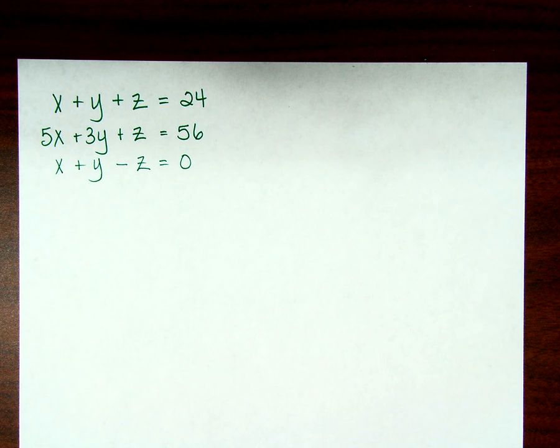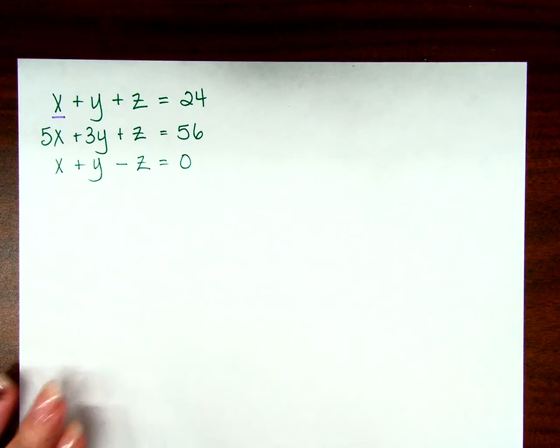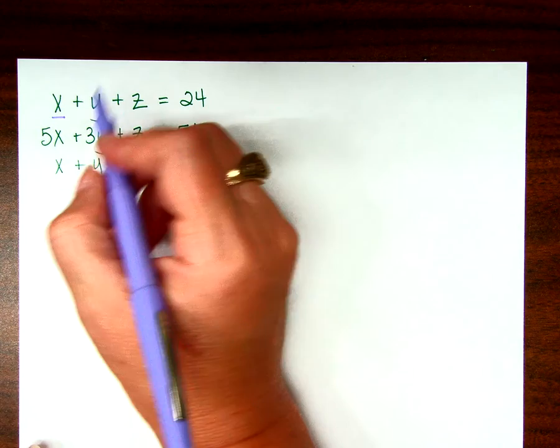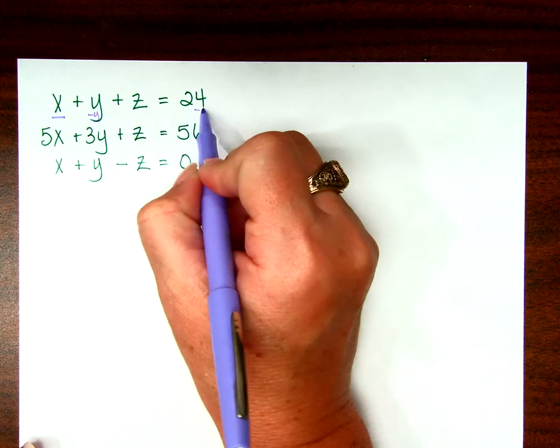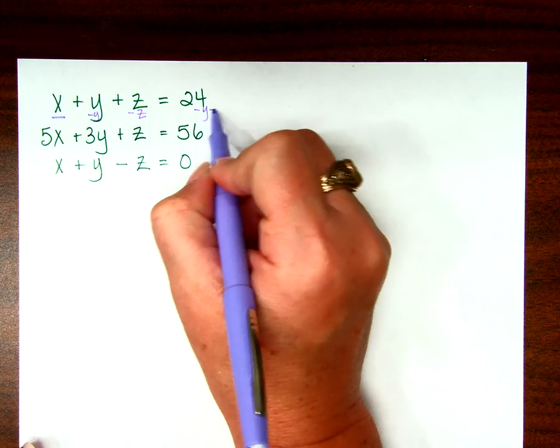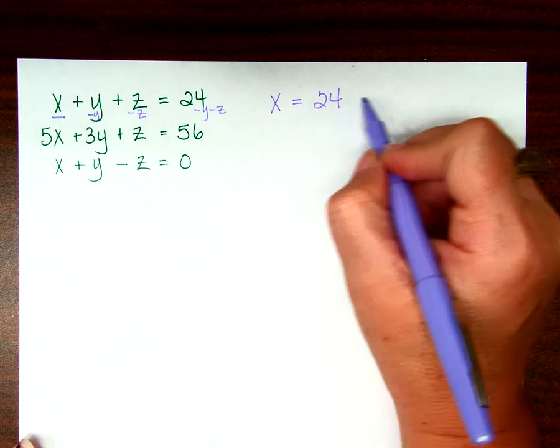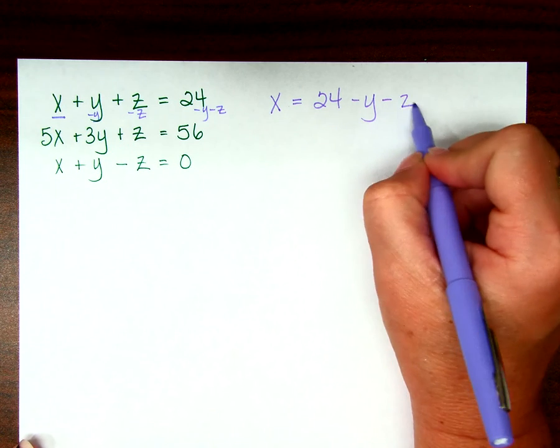First x. So if we're choosing the first x, the reason I chose the first x is because she suggested the first x. It doesn't really matter. She chose the first x, so we're going to go with the first x. So let's subtract y, and let's subtract z. So x equals 24 minus y minus z.